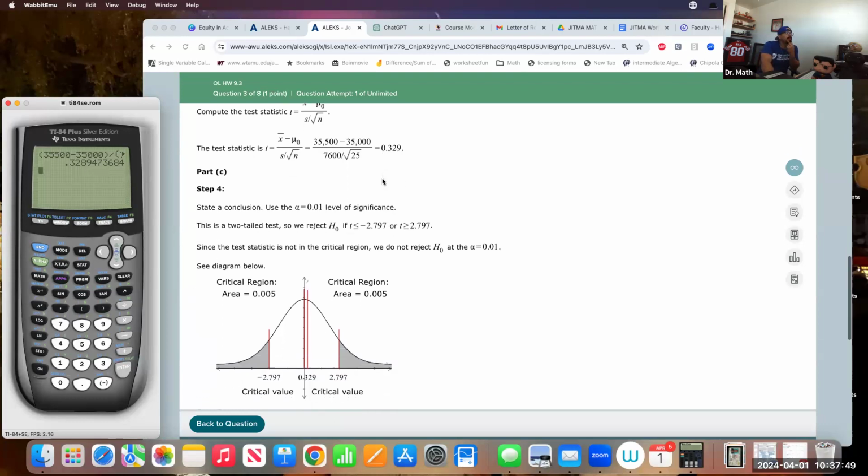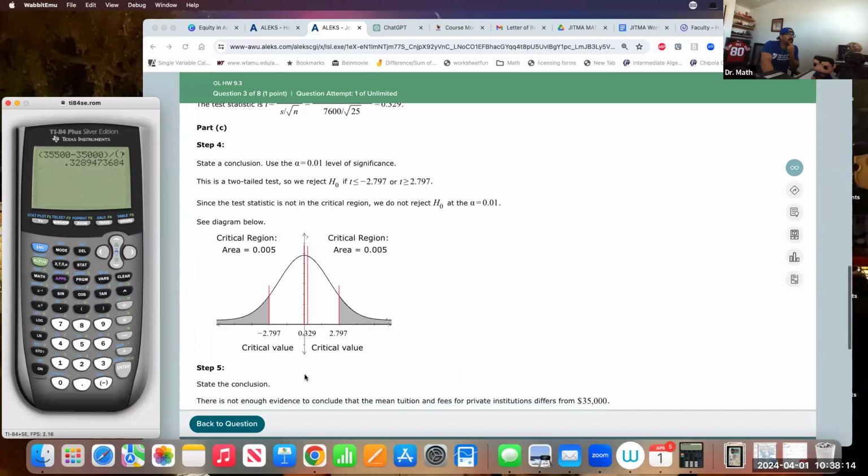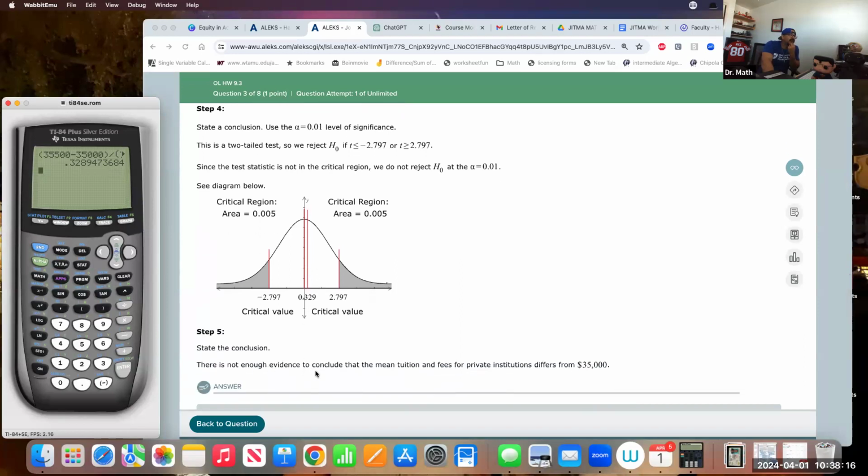So let's label this. Notice what they did. Boom, we have it. Where is this on the map? It's right here, this red line. That's 0.329, because 0 is right smack in the middle. Notice this value did not fall in the shaded region. Because it did not fall in the shaded region, what we say is there's not enough evidence to conclude that the mean tuition and fees for private schools differs from 35,000.